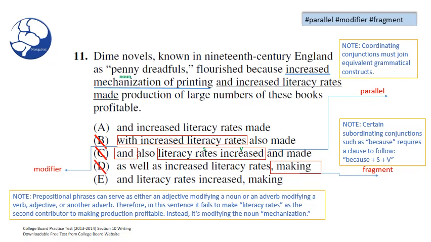Looking to E, we have the same error that we had in C. We have a parallel error. Again, we have our noun mechanization, followed by our conjunction and then we have a subject and verb at the end, a clause. So we have a parallel error. We can go ahead and eliminate E. So confidently, our answer is A. We know with 150% confidence that our answer is A here.